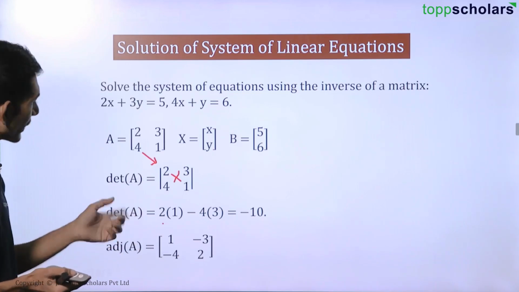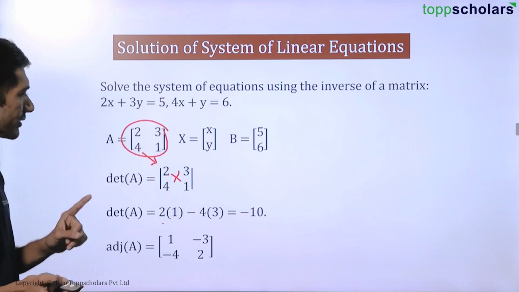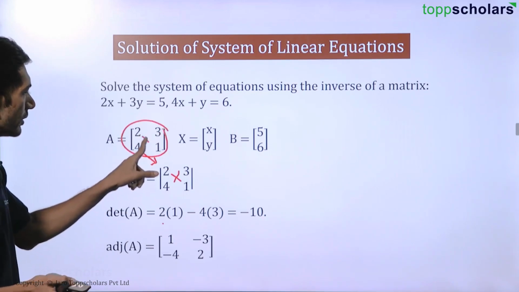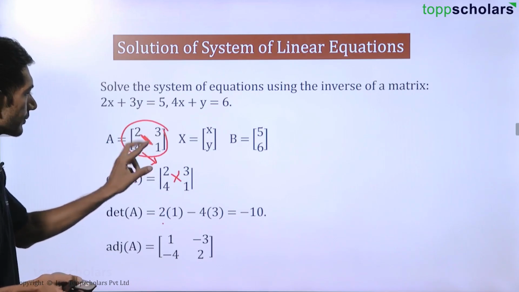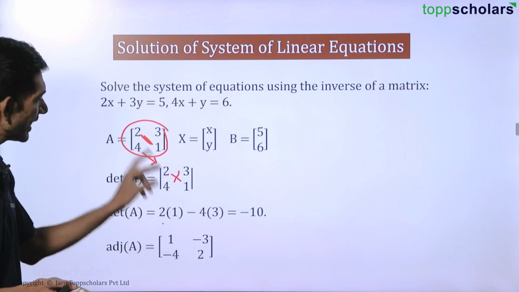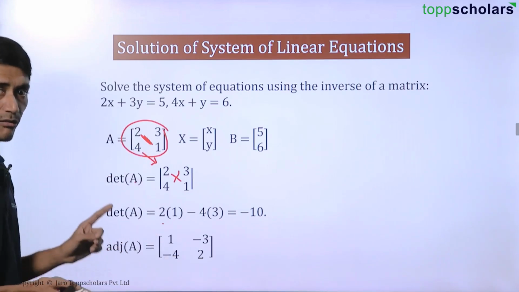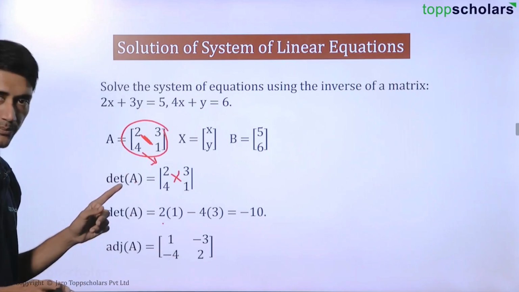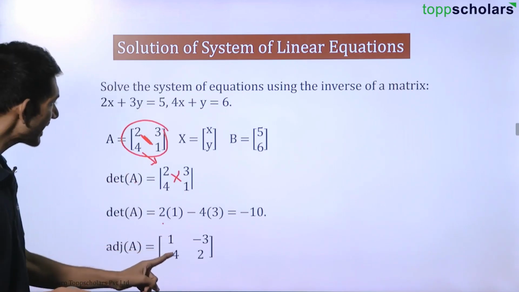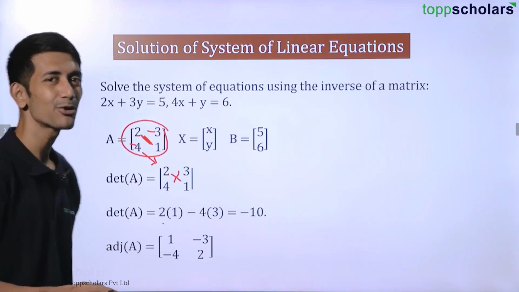Now we'll find out the adjoint of A. So adjoint of A you can directly find out. This is A. I'll tell you a simple trick to find out adjoint. Just reverse this. That means take 1 here, 2 here, interchange. Keep the other two elements. That means for the leading diagonal you will interchange. For the other elements in the diagonal, you will just change the sign, minus 3, minus 4. Directly you will get the adjoint for a 2 by 2 matrix.